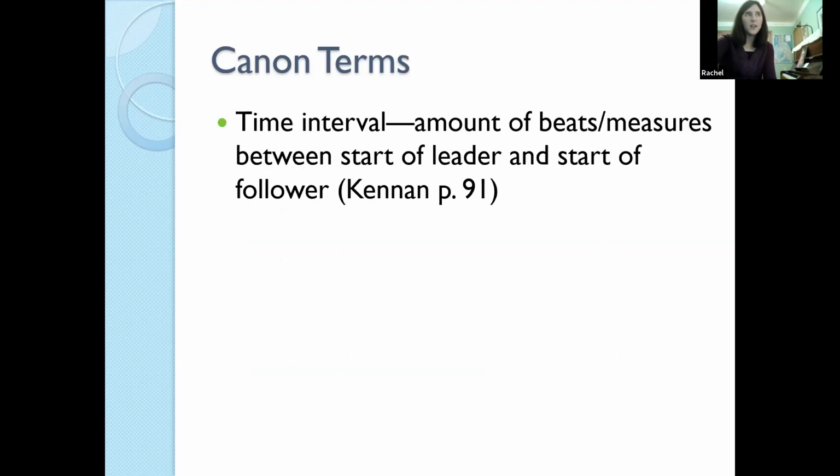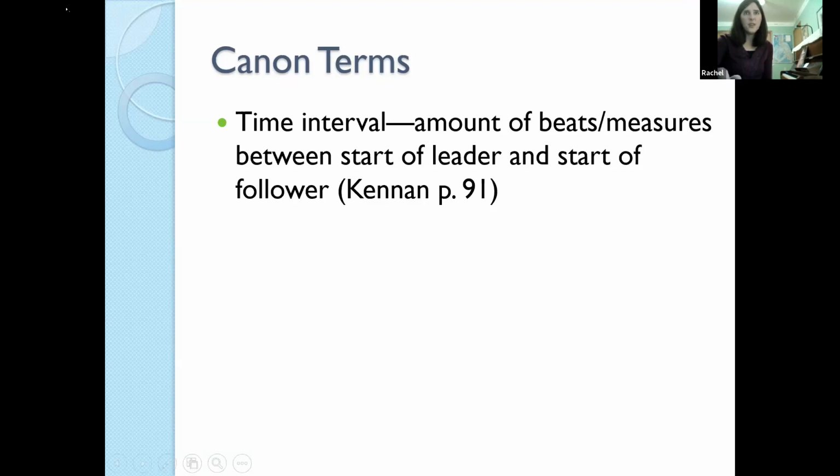Okay, so we have the harmonic interval. So the distance, the interval of those two notes, the start of the leader and the start of the follower. Then we have another interval. This is called the time interval. Now, we might be tempted to think this has to do with an interval like a fifth or something like that. But the time interval is going to be different. It doesn't have to do with fourth or fifth, something like that, okay? That's the harmonic interval. And we would kind of expect that from something called the harmonic interval, okay?